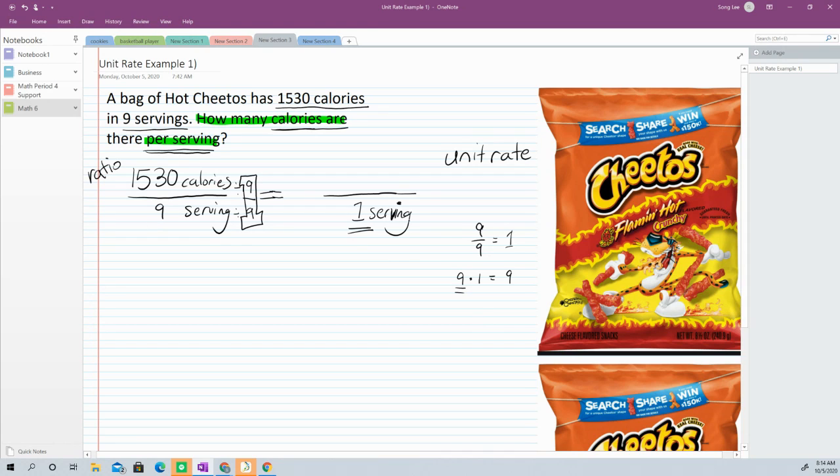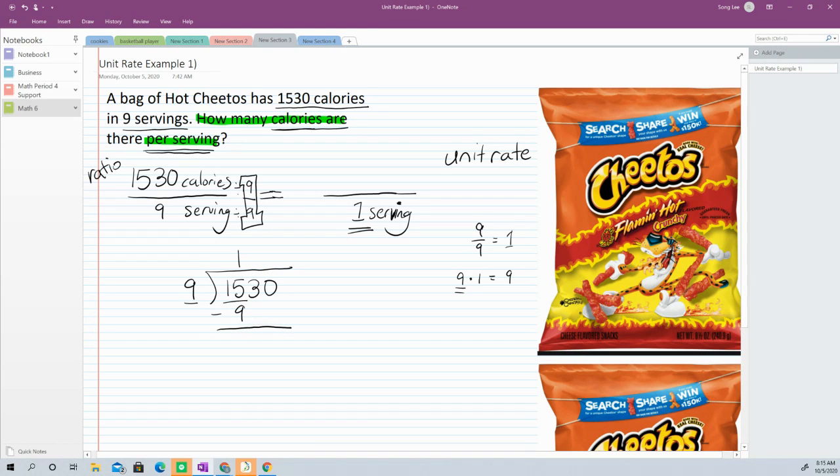So here we go. 9 divided by 9 is 1 serving. 1,530 divided by 9, well, we know 1,530 is our dividend and 9 is our divisor, so we just got to do the math. How many groups of 9 can I make out of 15? Well, I know 9 times 1 is 9. 9 times 2 is 18. And 18 is way too much, so it's going to be 1. I can make 1 group. So 1 times 9 is 9.